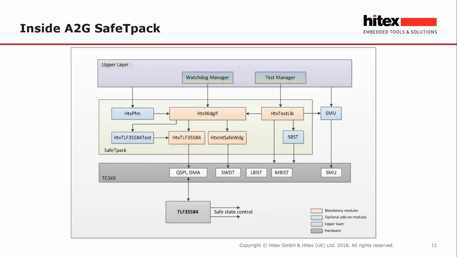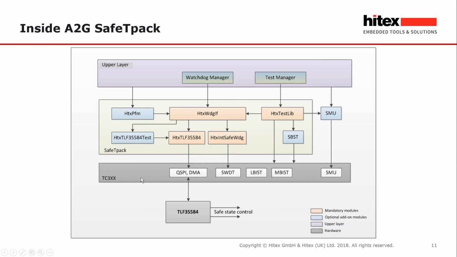So representing this pictorially, we have an upper layer which contains the APIs to the Watchdog Manager and the Test Manager. And then there's a lower layer which contains the Watchdog interfaces and the lowest level drivers for the internal watchdogs, the external TLF 35584. It also includes interface to the SBST and the LBIST and the MBIST. This is the memory built-in self-test. And also over here, we're showing the Hitex program flow monitor, which is a commonly used external safety measure and that sits over on the left there and interfaces into the Watchdog system.